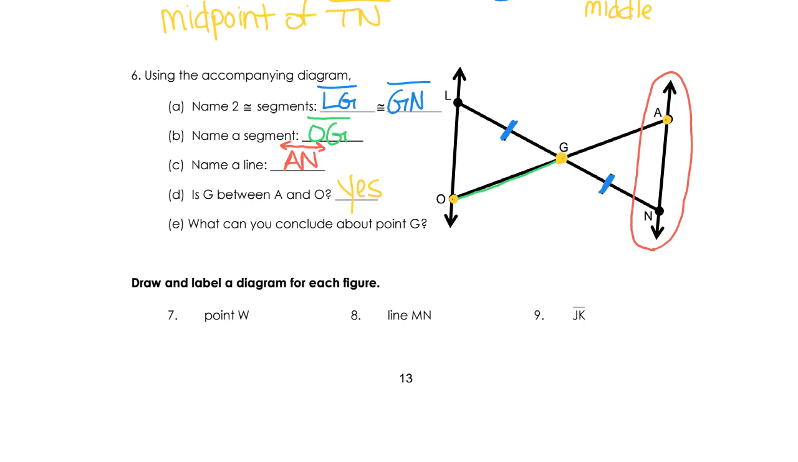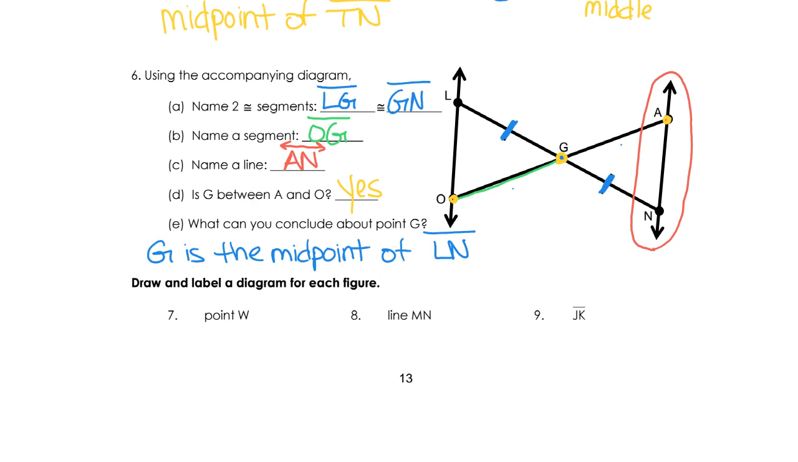Part E is asking me what I can conclude about point G. And if we look here, G is in the middle, but we have to be careful. The only segment we can say he's in the middle of is the one that's tick marked. So we can say that G is the midpoint of LN. We cannot say he's the midpoint of OA because we don't know if this length here and this length here are the same or equal or congruent.